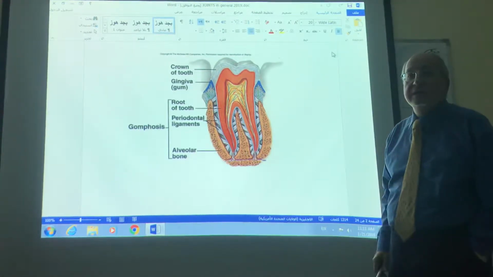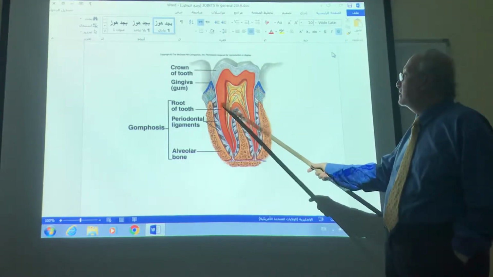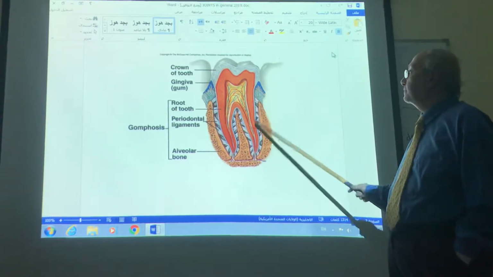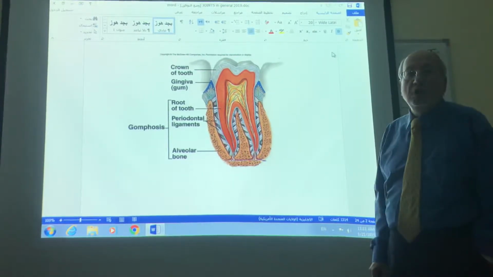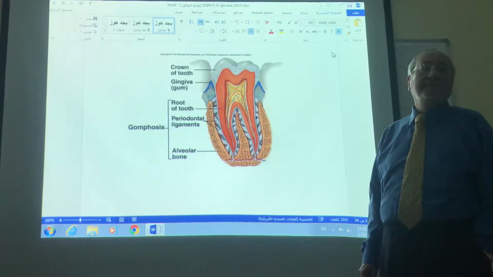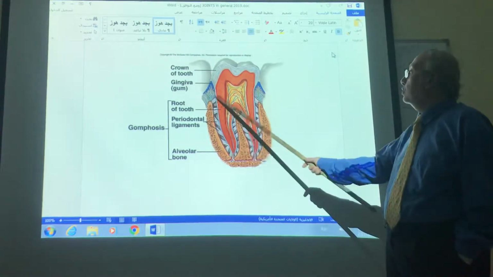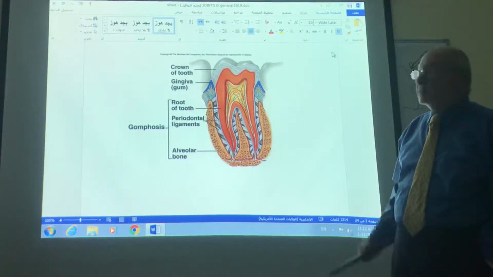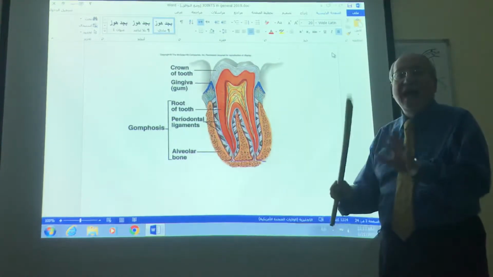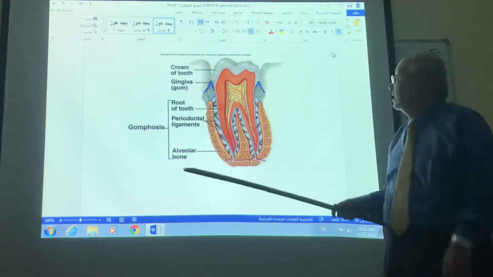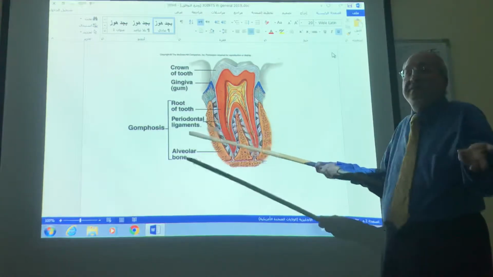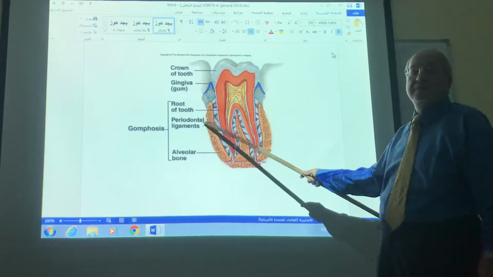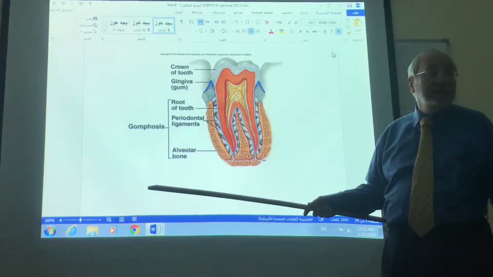Therefore, gomphosis is a fibrous joint between the root of the teeth and their sockets in the mandible or in the maxilla by a ligament called periodontal ligament. We all know that peri means around. Therefore, ligament around the teeth should be called periodontal. Odontal, we all know, means teeth.